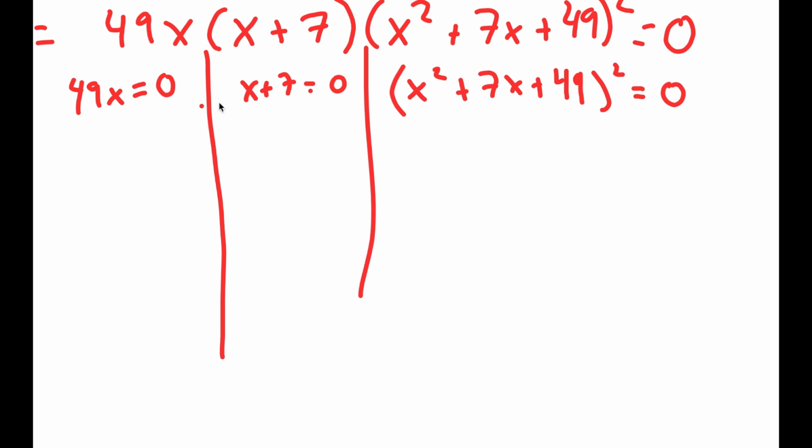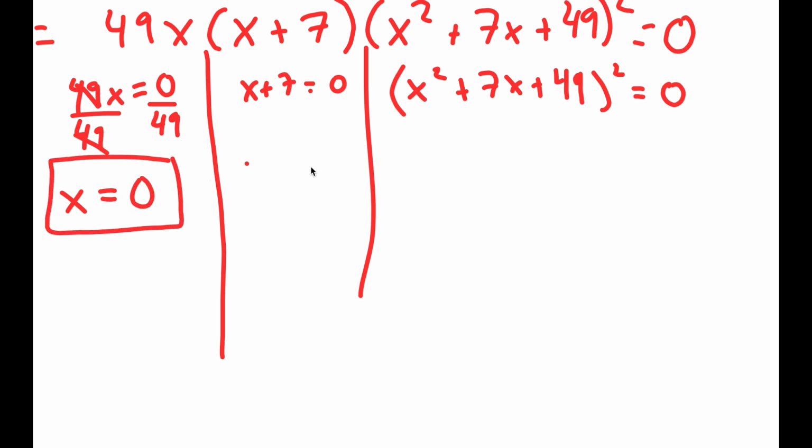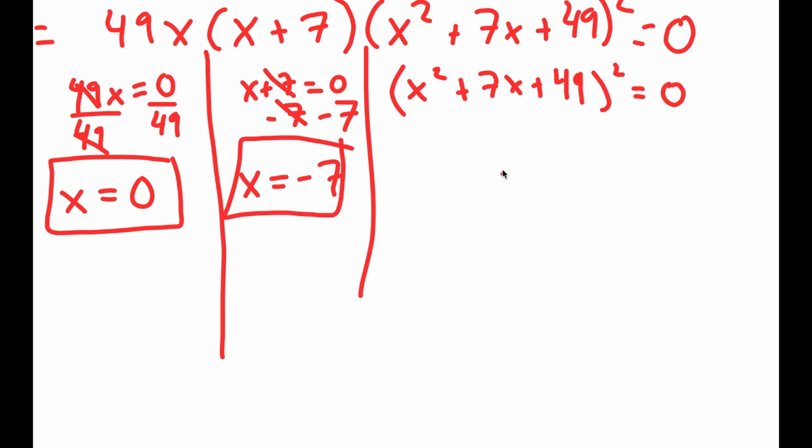So to start off, for 49x = 0, all I have to do is just divide both sides by 49. So I get x = 0. Now for x + 7 = 0, just subtract 7 on both sides. So I get x = -7. So we already have two solutions. Now we're left with (x^2 + 7x + 49)^2 = 0.